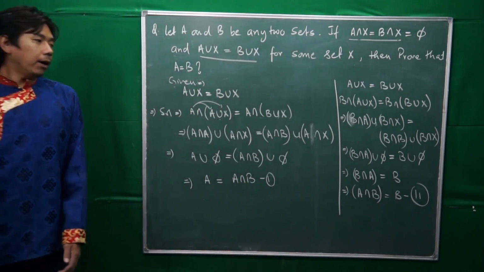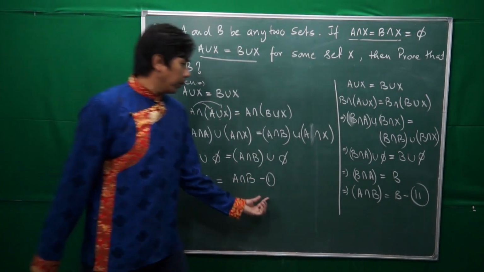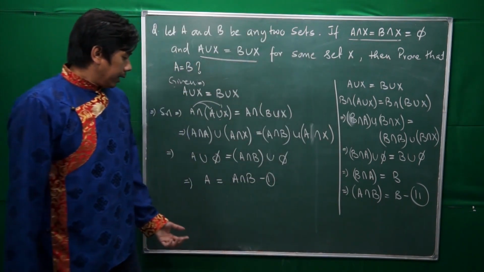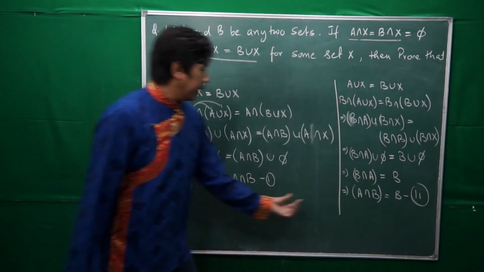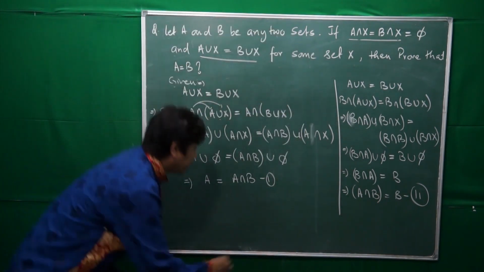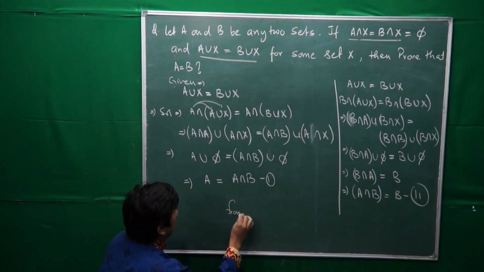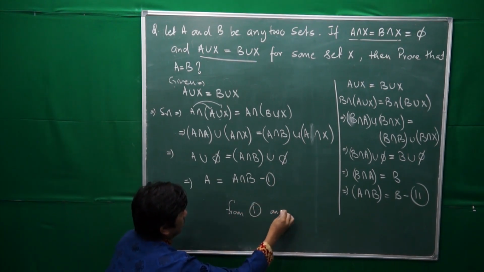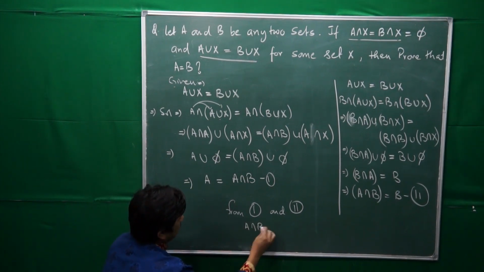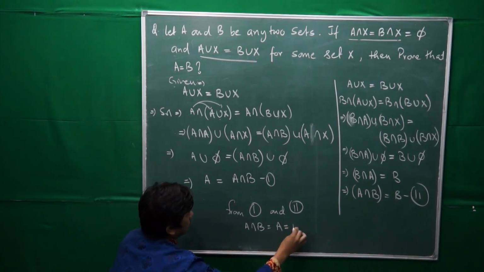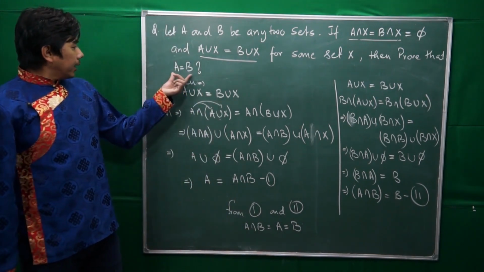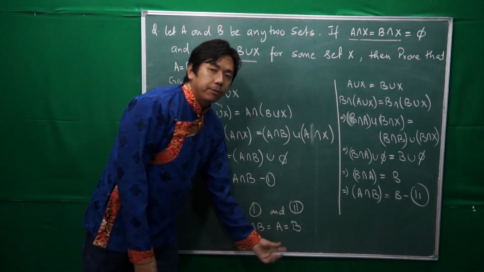So now it is clear that equation 1 and equation 2 are equal. How? A intersection B equals A intersection B equals B. So we'll be writing from 1 and 2, we have A intersection B equals A equals B, which is what is required to be proved. Hence, A equals B has been proved.